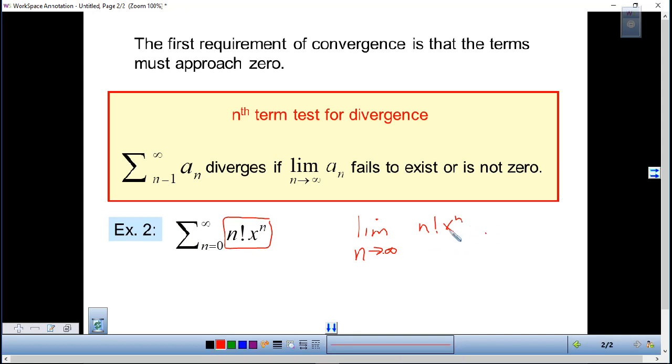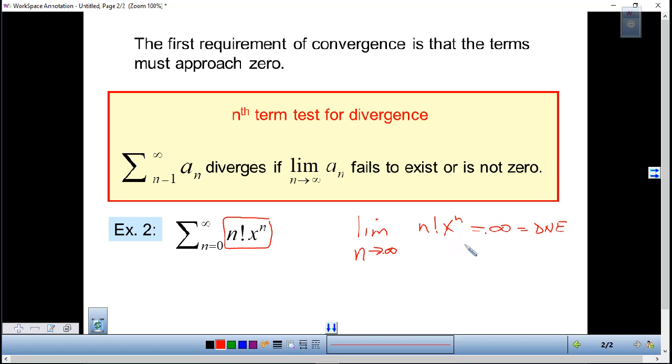Well, what's that product going to be? Well, if we have n factorial with n going to infinity, this is going to go to infinity definitely. And x to the larger and larger power is going to go to infinity. So infinity times infinity is just another infinity. So this one does not exist.